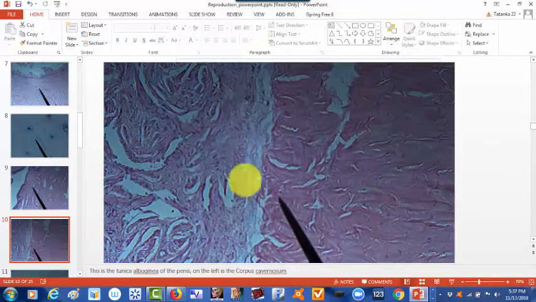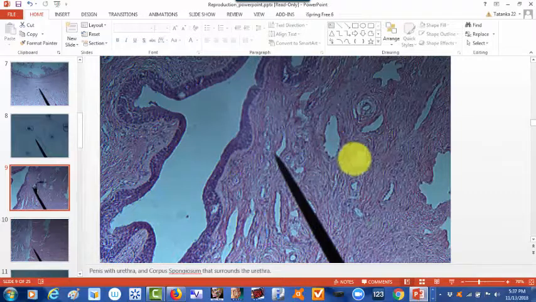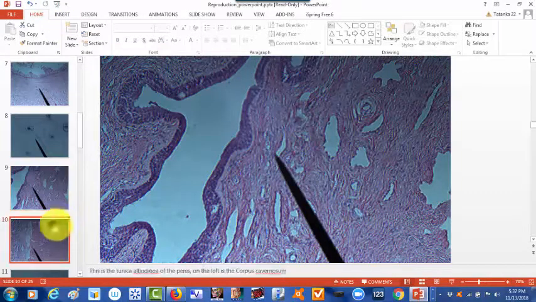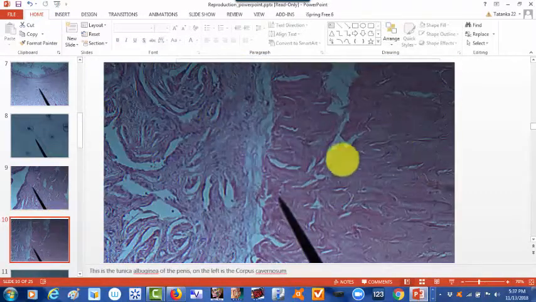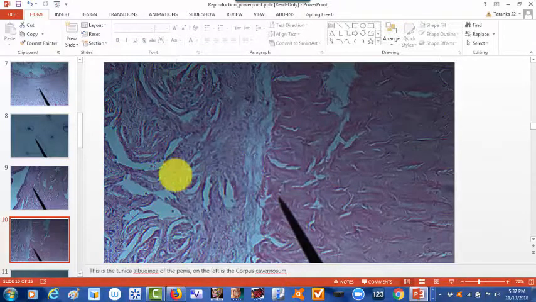So the way you can tell the difference as to where you are on the slide, if you can see the urethra, then this has to be the corpus spongiosum. If you don't see the urethra and you see this dense layer here, this would be what's called the corpus cavernosum. So both those are erectile tissue.